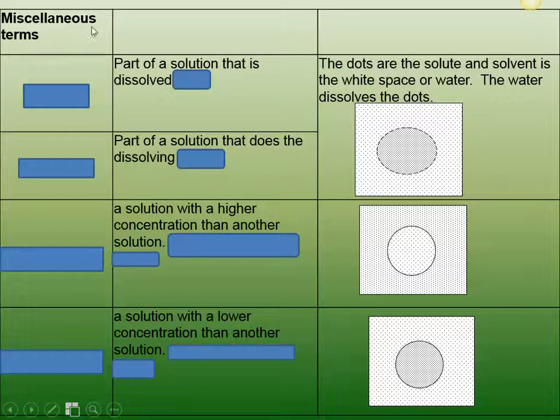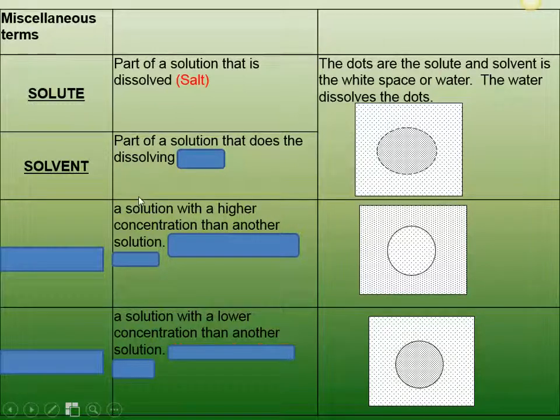So here are just some terms that we should know. You have a solute, which is the part of the solution that is dissolved. In salt water, the solute is salt. Then you have the solvent, which is the part of the solution that does the dissolving. In salt water, it would be the water. The solute is usually the thing that was once solid and then was dissolved, and the solvent is the water. The dots are the solute, and the solvent is the white space, so the water is dissolving the dots. These dots each represent one particle of solute, and this whole thing is covered in solvent.